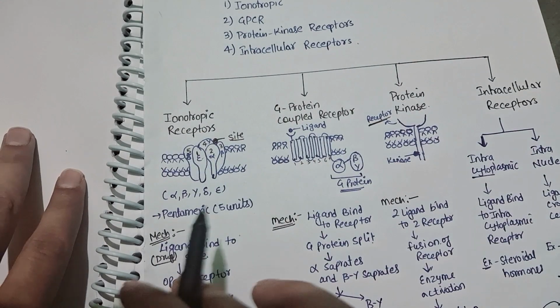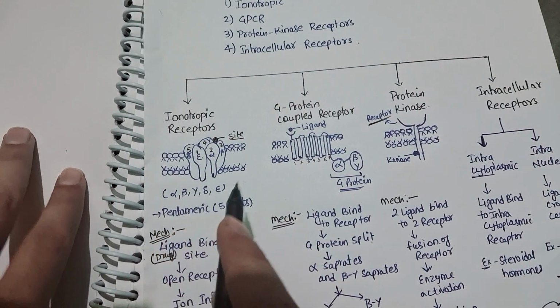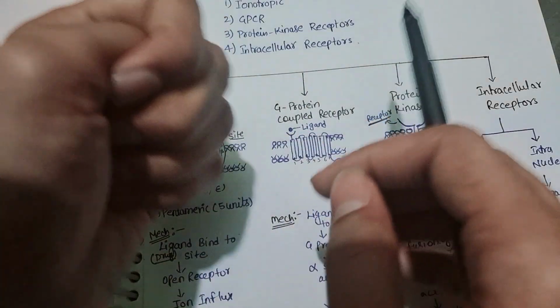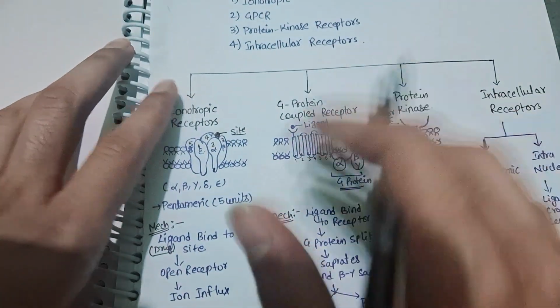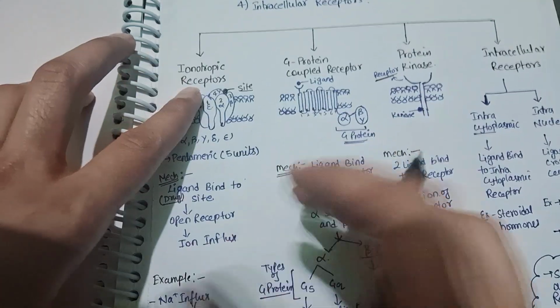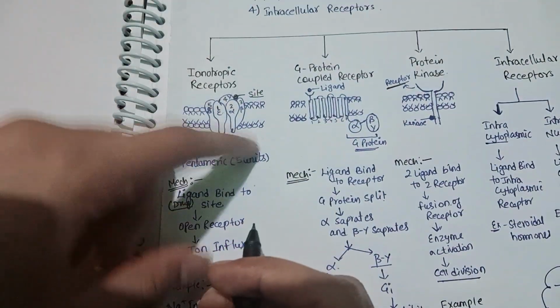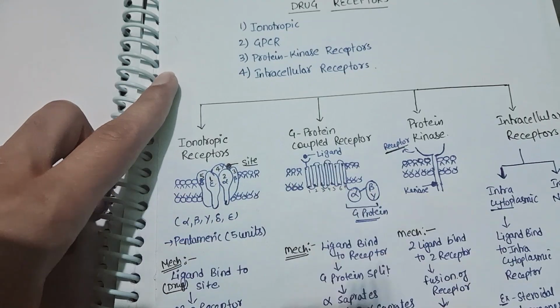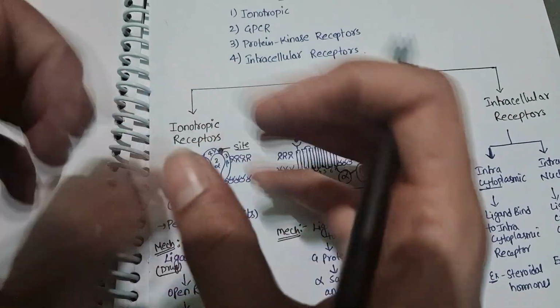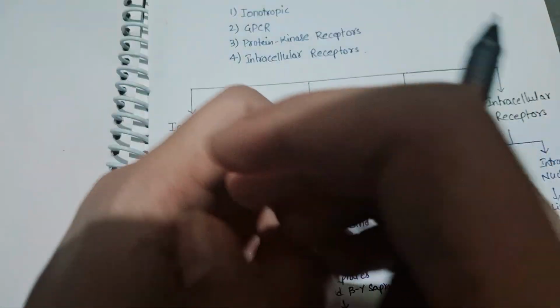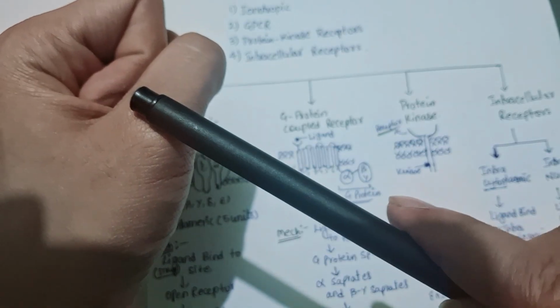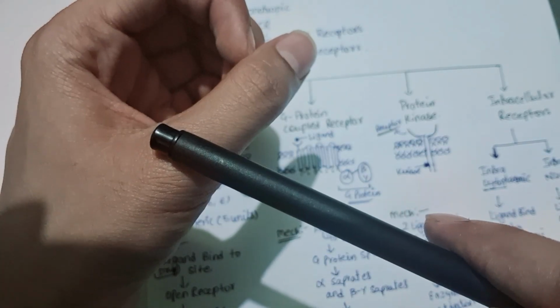The ionotropic receptor is composed of five units: alpha, beta, gamma, delta, and epsilon. So it's a pentameric structure. These are locked. Let's see how this works, the mechanism. Whenever the ligand binds to this site, look at it. When ligand binds to this site, then this locked receptor opens.